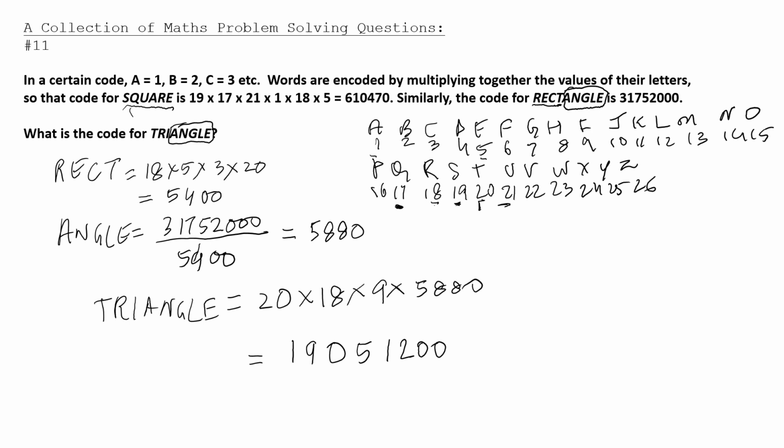They are big numbers you're dealing with, but it's not that hard. You're not supposed to use a calculator in this question. You have to do the multiplication by hand. So it's 19,051,200, and that is the answer for triangle, and that is the code for triangle.